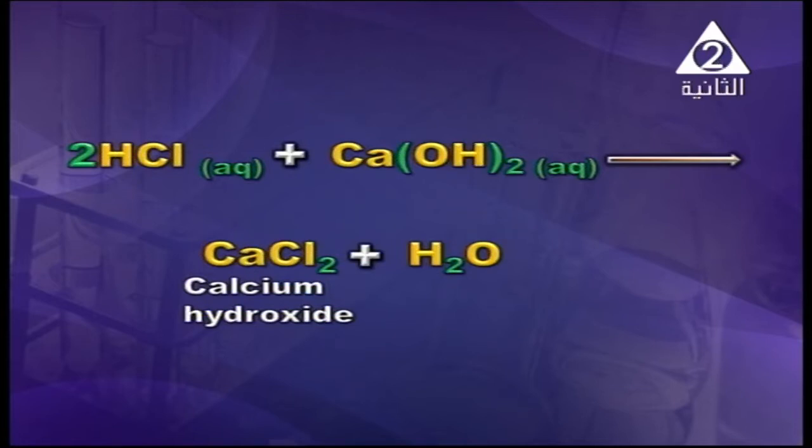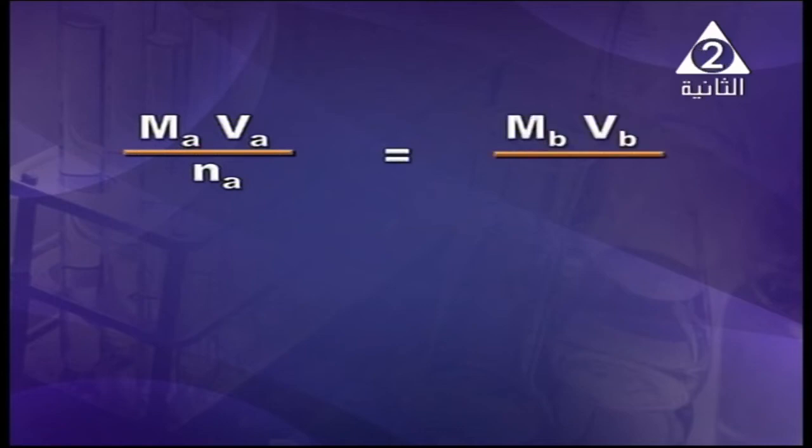I have 1 molecule of Ca(OH)2. Can you answer? Sure. Now, what about making a substitution? MaVa over Na. Do you know what this means? This is the concentration for the acid. For the other side, MbVb over Nb for the base. This is the law that I need to obtain the full mark.